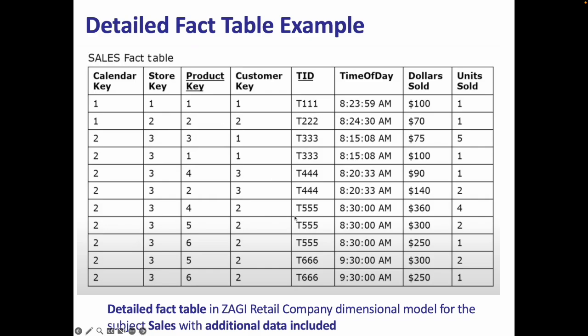Now, for example, look at this one. This customer bought this product, which, for example, has this amount in dollars, and this is the units sold. And we have also transaction ID and time of day here. Now, if you look, the same customer bought the same product again with the same quantity and the same amount in dollars. The only thing that is different is the time of the day and the transaction ID.